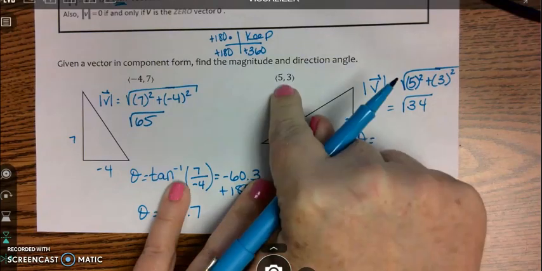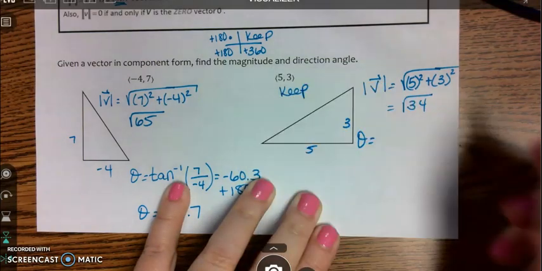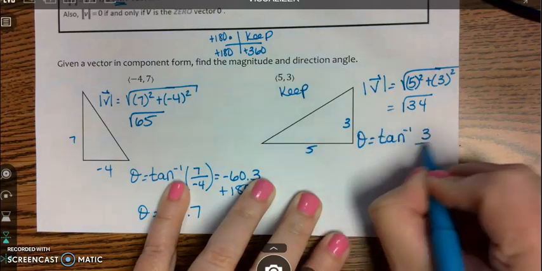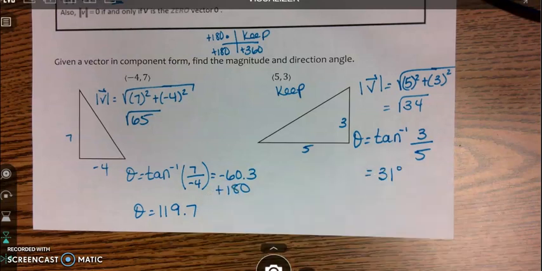And then we're in quadrant 1, so we're going to keep it. So inverse tangent of 3 divided by 5, and I got, we'll just go ahead and call it 31 degrees.